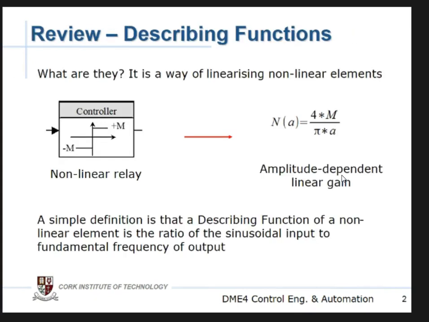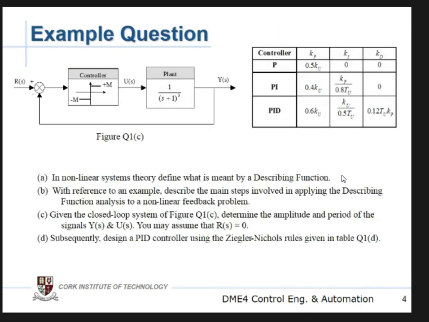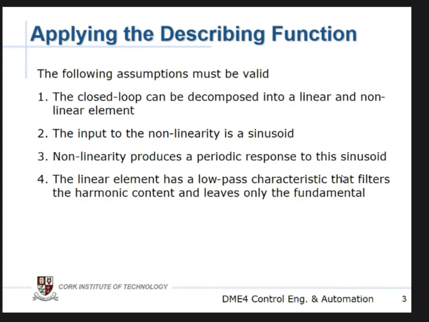That's the notion of a describing function, that we're dealing with nonlinear elements. The idea is the describing function is one way to address those by looking at the ratio of our input and output signals. B, with reference to an example, describe the main steps involved in applying the describing function. So we're talking about those 4 steps on slide 3.